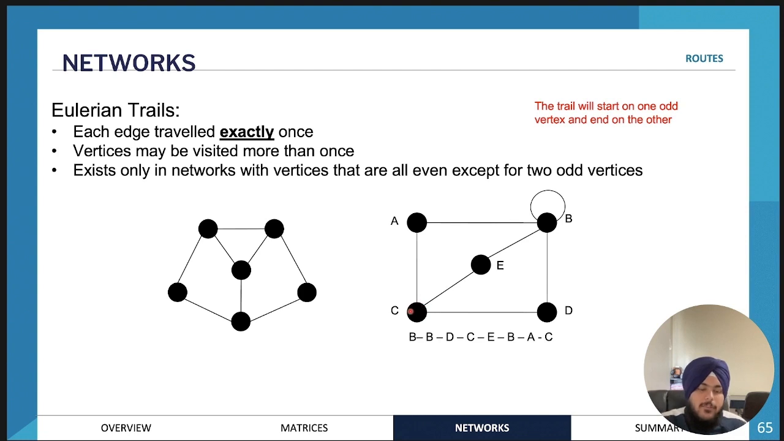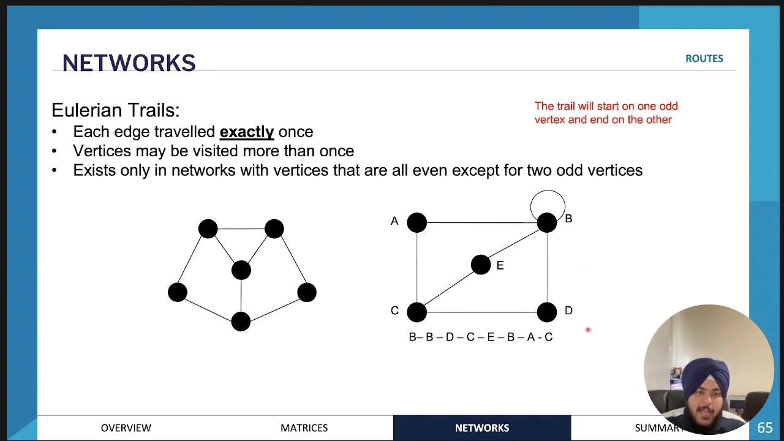So therefore, you will start with the one odd vertex, and you will end up with the other odd vertex. So here is an example. So B, and then loop B, and then D, and then C, and then E, and then B, and then A, and then again C. So you start off with one odd vertex and you end at the other, but you must pass through every edge exactly once.